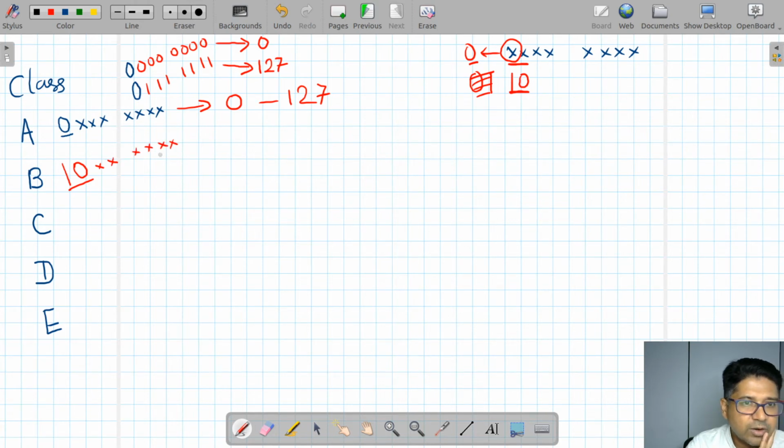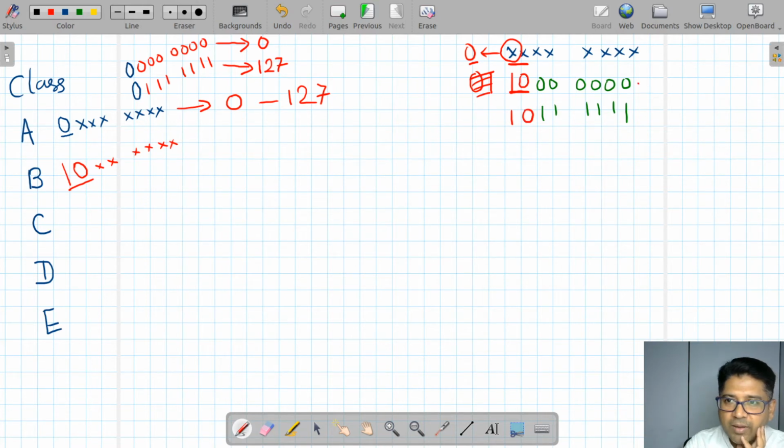So let's calculate that. If I keep the first 2 bits reserved, the remaining I'm going to put as the minimum value, so all the zeros, and the maximum value, how do I get? All ones. So this will be reserved 1 and 0, right? So what will be the value? This value is 128. Agree or not?